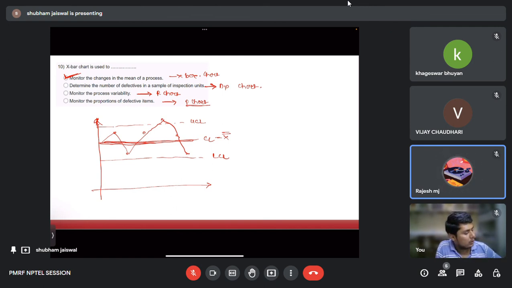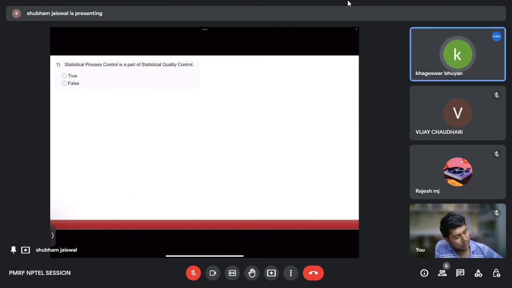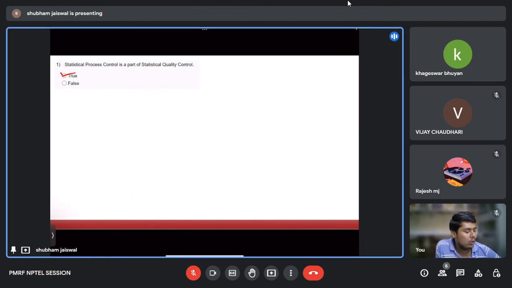Okay, sir. So the next question is: statistical process control is a part of statistical quality control. Is it true? It's true. Because we are using statistical process control to control our quality, or to ensure our quality so that it adheres to a defined set of quality criteria. So yes, it's true.